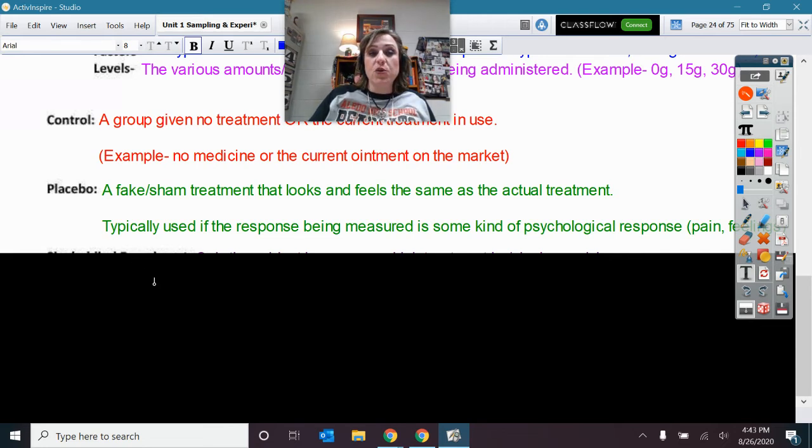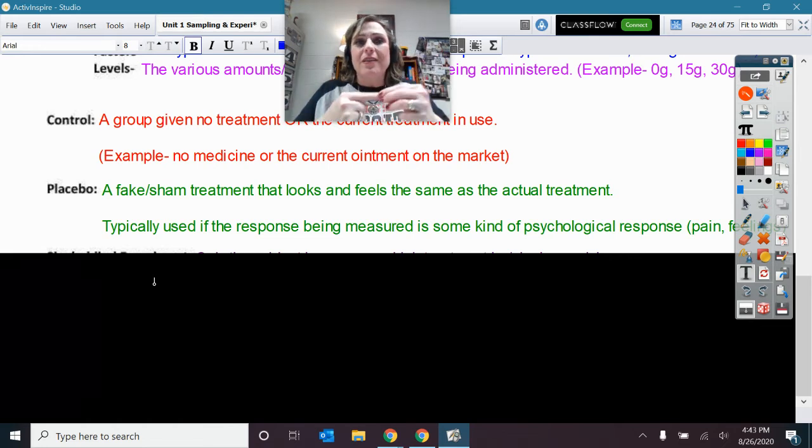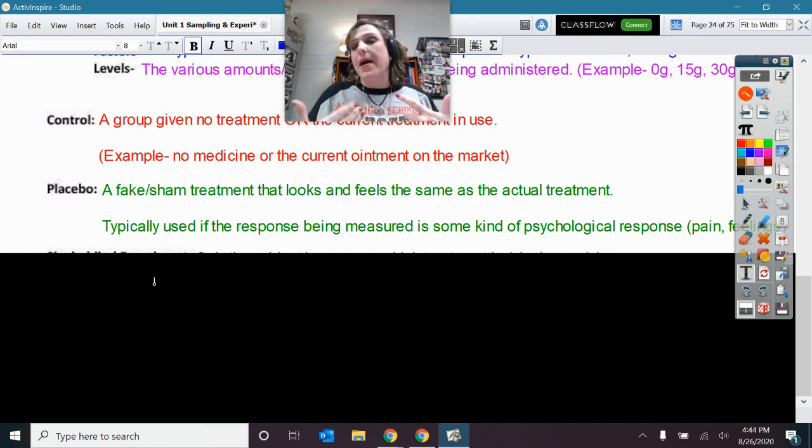So typically used, and this is important, you don't always need a placebo. If I'm just measuring something like the length of my fingernails, okay, that's a physically measurable amount. I cannot think to myself, fingernails grow, fingernails grow, fingernails grow. I have no mind control over that. So me thinking about putting medicine on my fingernails or whatever isn't going to make them grow longer.